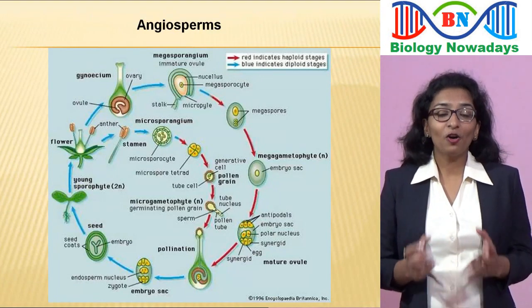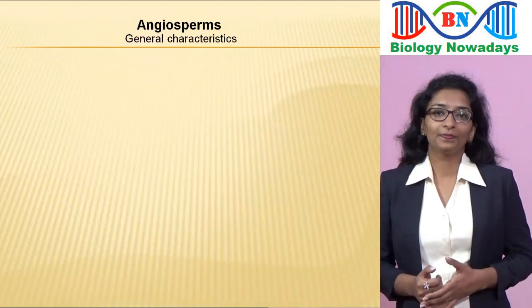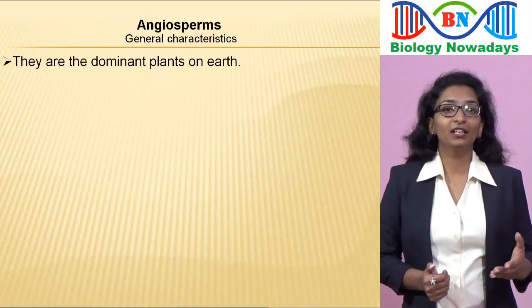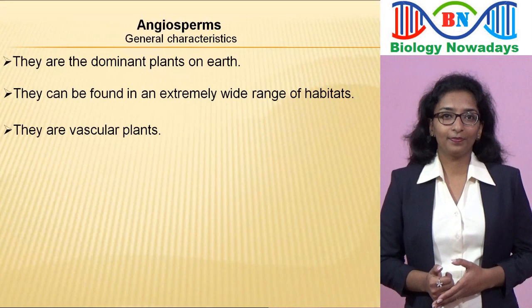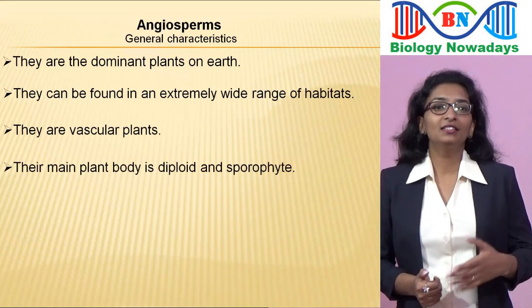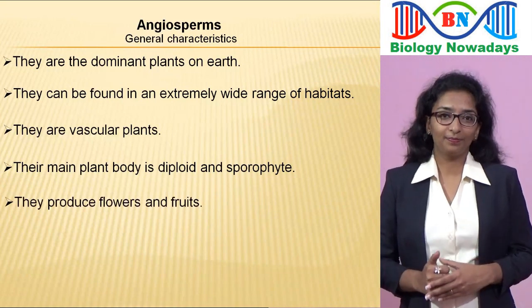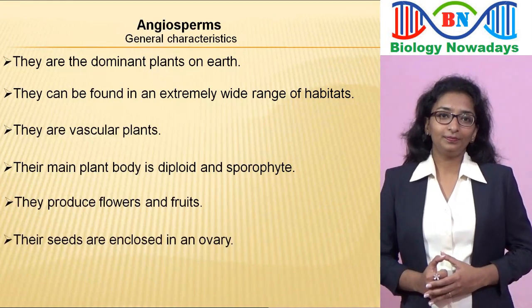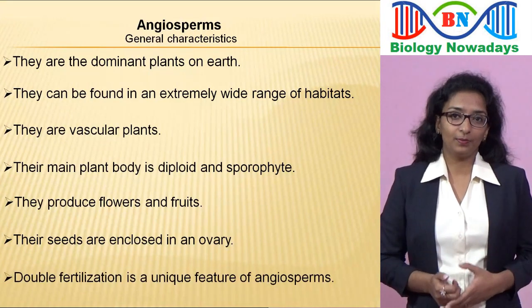Let's have a short look at the most important features of angiosperm. They are the dominant plants on Earth. They can be found in an extremely wide range of habitats. They are vascular plants. Their main plant body is diploid and sporophyte. They produce flowers and fruits. Their seeds are enclosed in an ovary. Double fertilization is a unique feature of angiosperms.